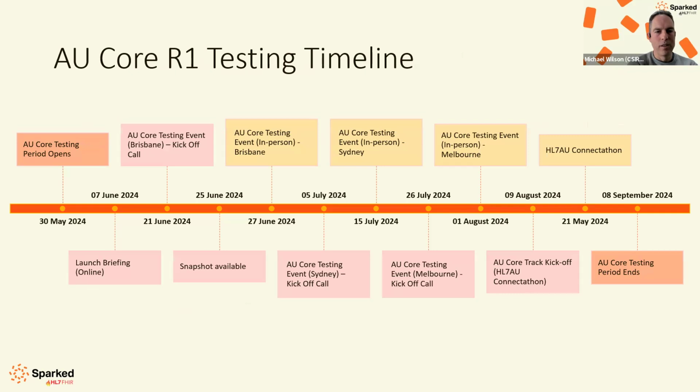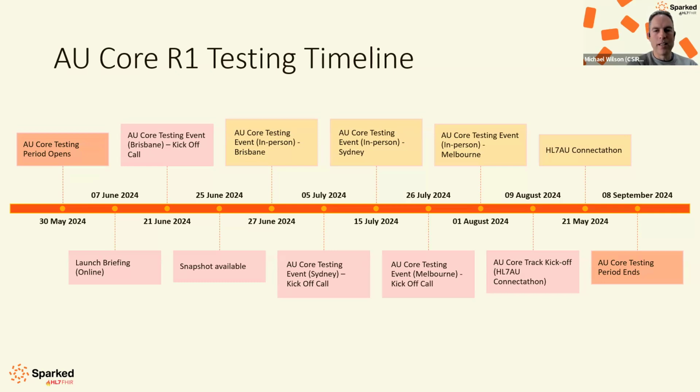We've got one in Brisbane on the 27th of June. We've got one in Sydney on the 15th of July. We've got one on the 1st of August in Melbourne. And we've got a HL7 Connectathon as well on the 21st and 22nd of May.